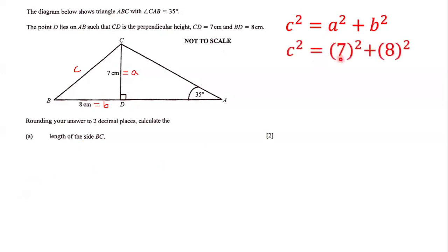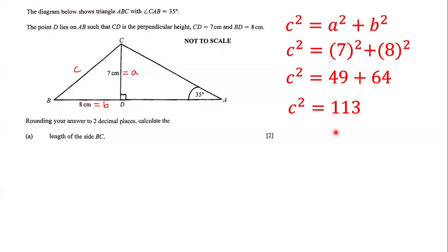And so we have to substitute. So a is 7, so it's going to be 7 squared. B is 8, so it's going to be 8 squared. What is 7 squared? Well, 7 squared is 49. And we have 8 squared. What is 8 squared? 8 squared is 64. So we have c squared is equal to 49 plus 64. And 49 plus 64 is 113. So we have c squared is equal to 113.